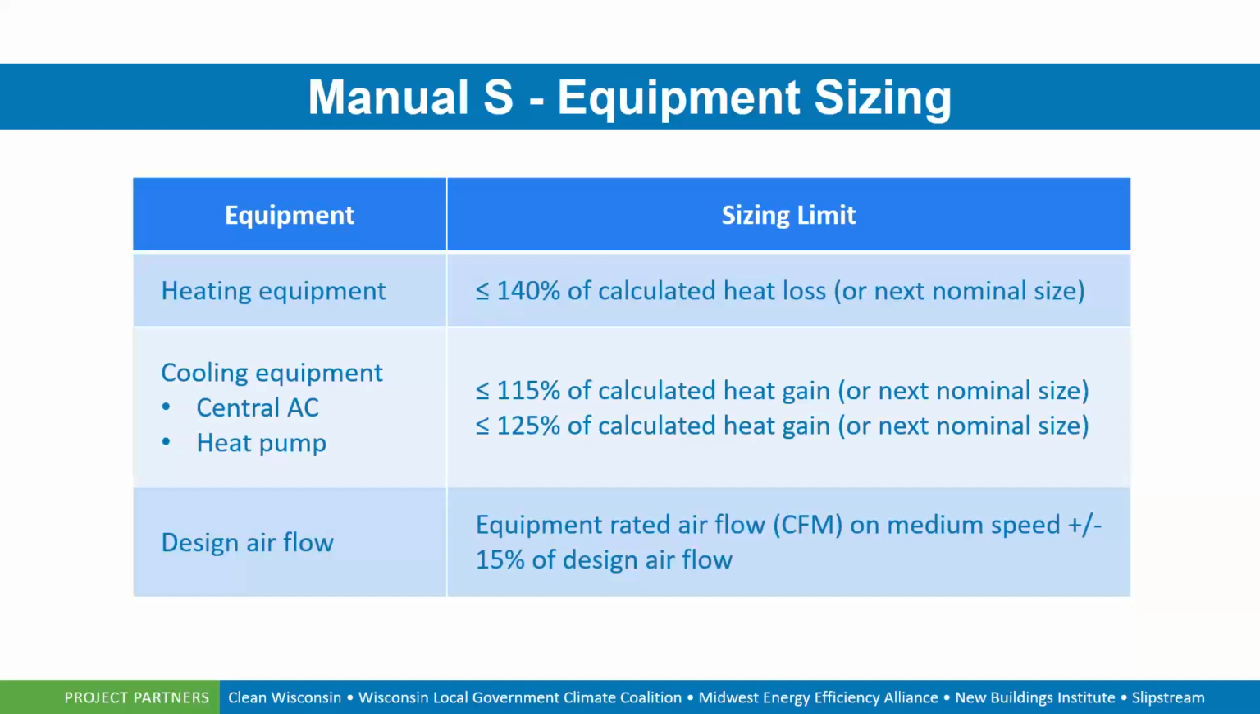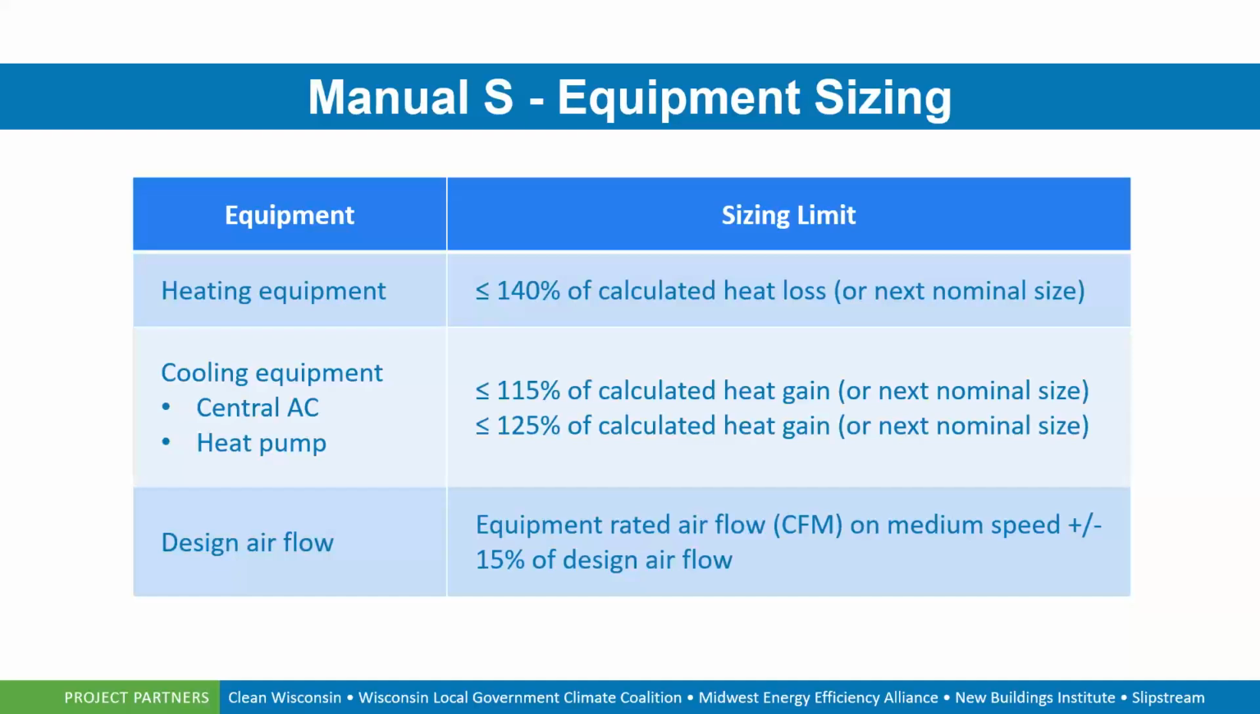calculations. Heating equipment: the furnace could be up to 40% oversized, or 140% of the calculated heat loss. If the furnace is 160% of the required heat loss, then it's oversized. We should maybe look at the next nominal size down. So it's 140% or the next nominal size.